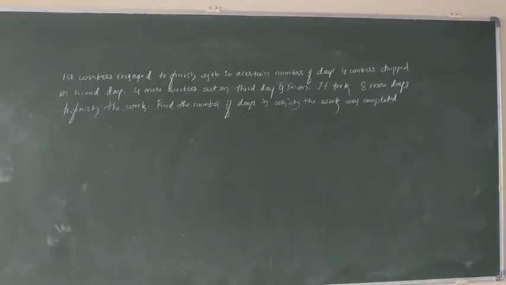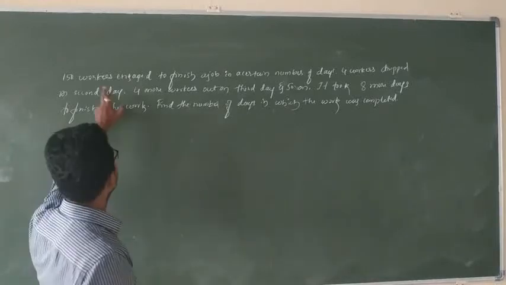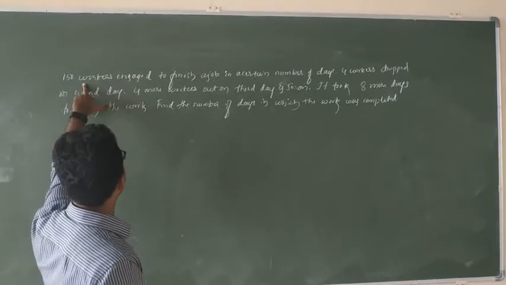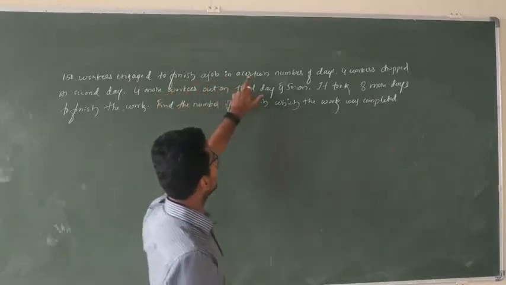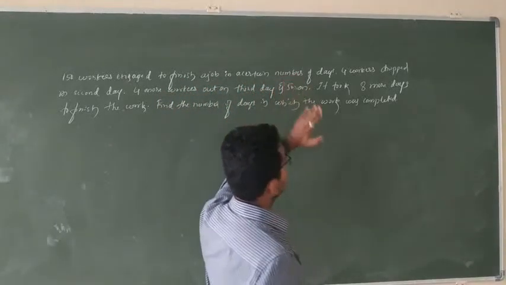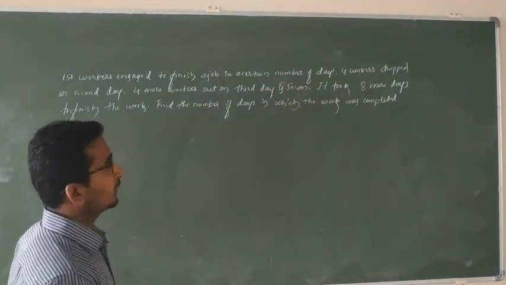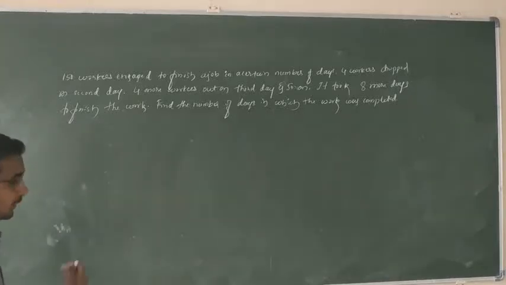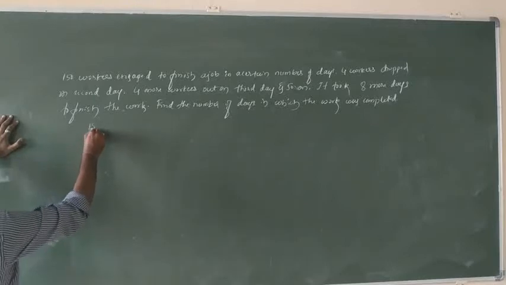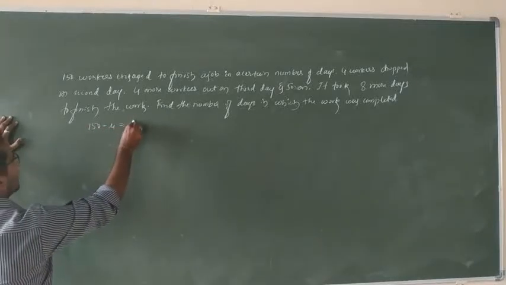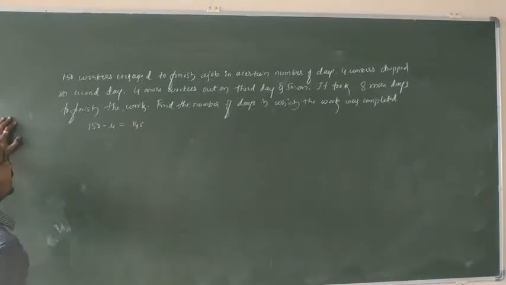So the next example. In this example, what they have given is 150 workers engaged to finish a job. So there is one job. How many workers are doing it? There are 150 workers doing the job in a certain number of days. Next, they have given that 4 workers were dropped on the second day. Out of 150, 4 workers dropped, then it is 146.